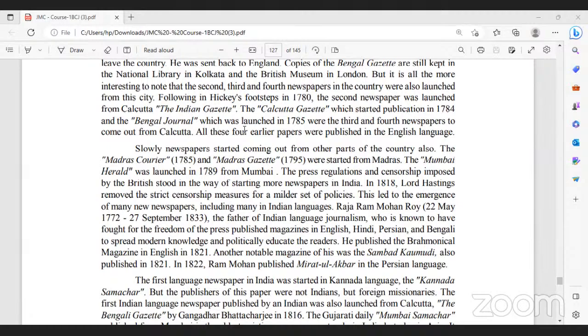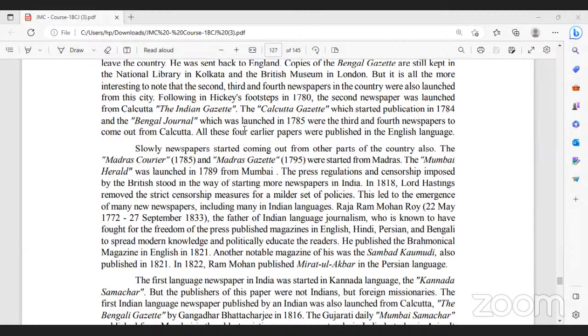But also we see that Raja Ram Mohan Roy, who is also known as the father of Indian language journalism, fought for the freedom of the press and published magazines in English, Hindi, Persian and Bengali, spread modern knowledge and politically educated the readers. He published the Brahmanical Magazine in English in 1821, and another notable magazine was the Sambad Kaumudi, published in 1821. Raja Ram Mohan Roy also published Mirat-ul-Akbar in the Persian language.